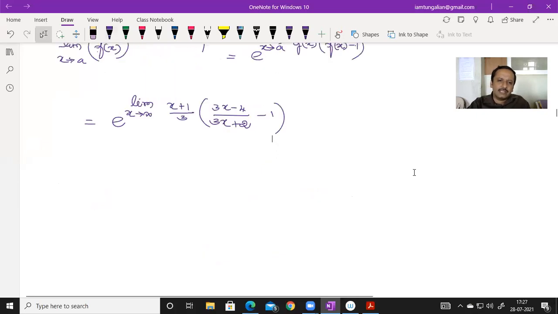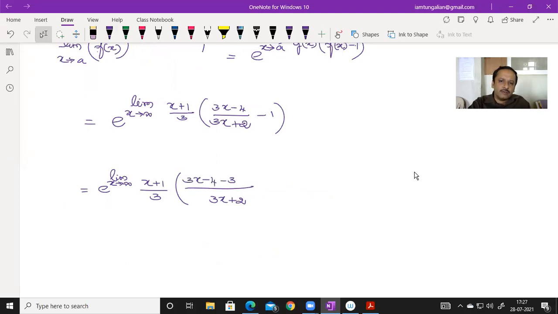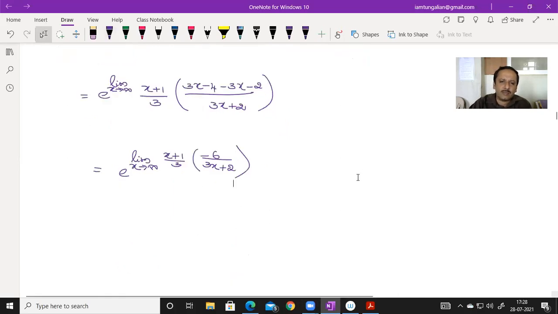Then this is equal to e to the power limit x tends to infinity (x plus 1) by 3 into, here with 3x plus 2 as the denominator, this will be 3x minus 4 minus 3x minus 2. Here the 3x gets cancelled. So this is equal to e to the power limit x tends to infinity (x plus 1) by 3 into minus 6 divided by 3x plus 2. Now the 3 ones and 3 twos are there, so minus 2 will remain.